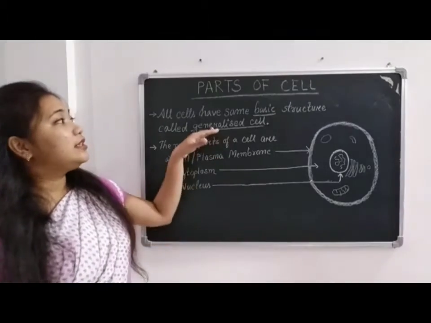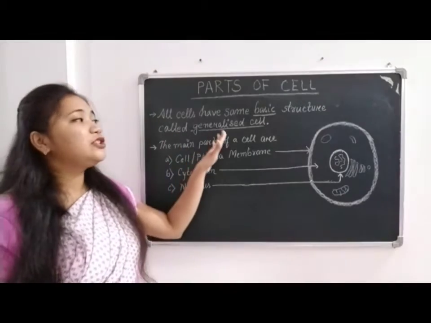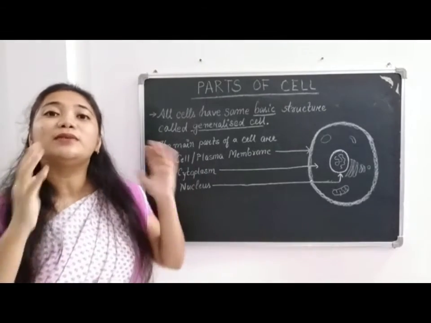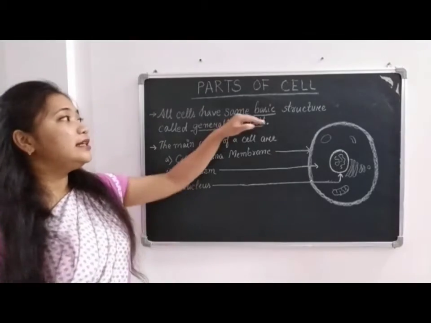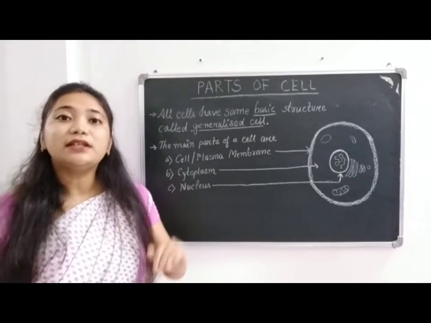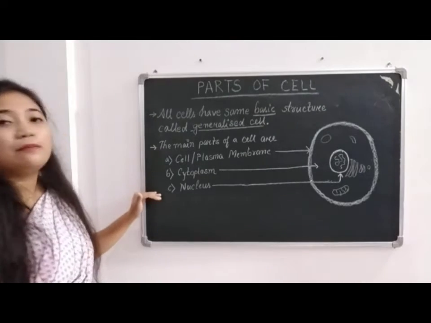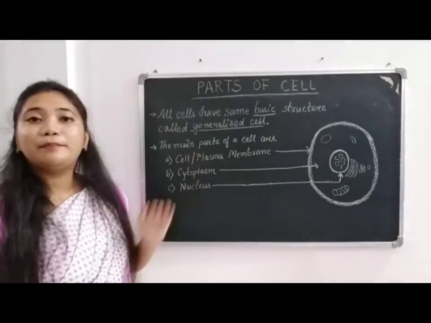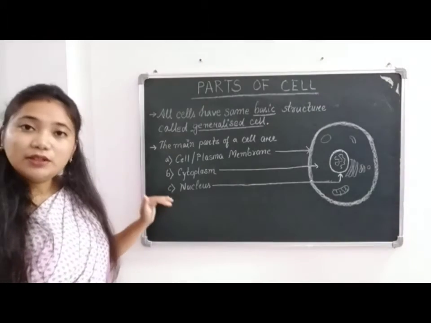So here you see these basic structures, and only that particular structure we will call the generalized cell. That is, without any specialization, if we consider the normal cell, we will call it the generalized cell. And remember, this basic structure will be there for each and every cell. It is present in all the cells. So the basic structure has three main parts. The first one is the cell or the plasma membrane. The second one is the cytoplasm, and the third being the nucleus.